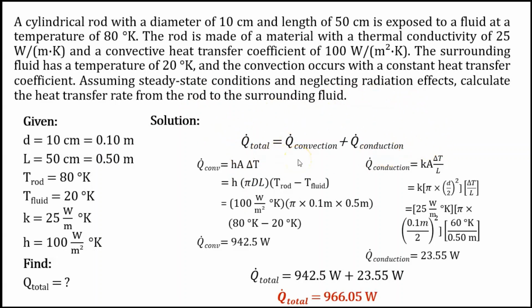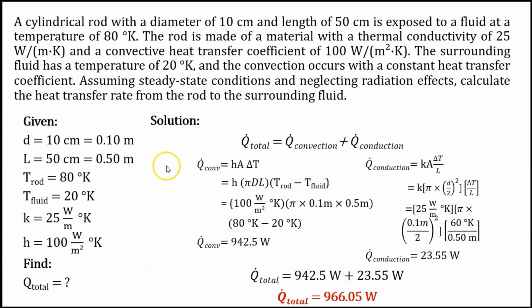So we have here the equation for the heat transfer rate of convection, which is equal to the convection heat transfer coefficient multiplied by the surface area multiplied by the change in temperature. So we have now h multiplied by the area of the rod, pi d l, then the change of temperature, which is equal to the temperature of the rod minus the temperature of the fluid.